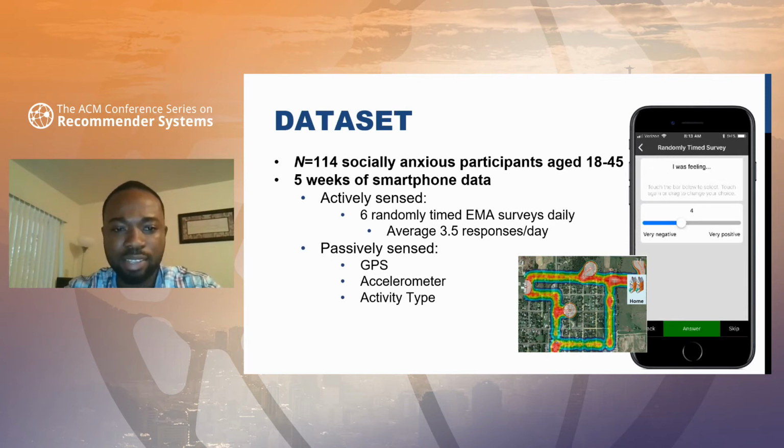And some of the passively sensed data include location data from GPS, activity data, and activity level from accelerometer, and so forth. Some of the activity types include whether the person is cycling, whether the person is running, or whether the person is driving, or something of that sort.